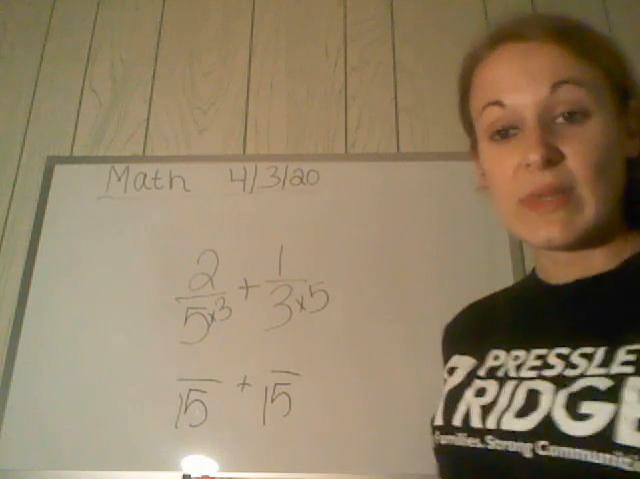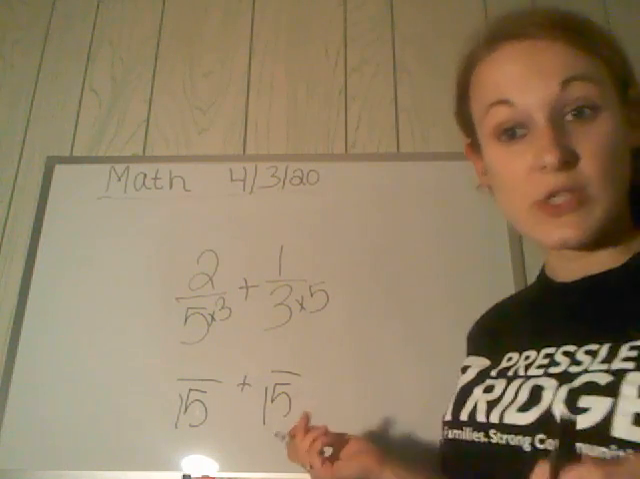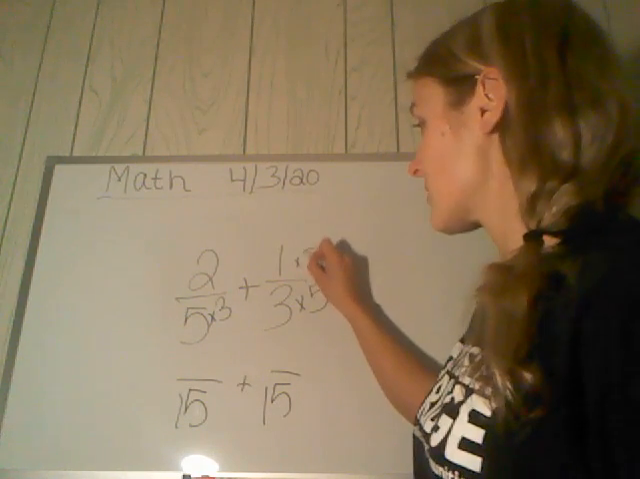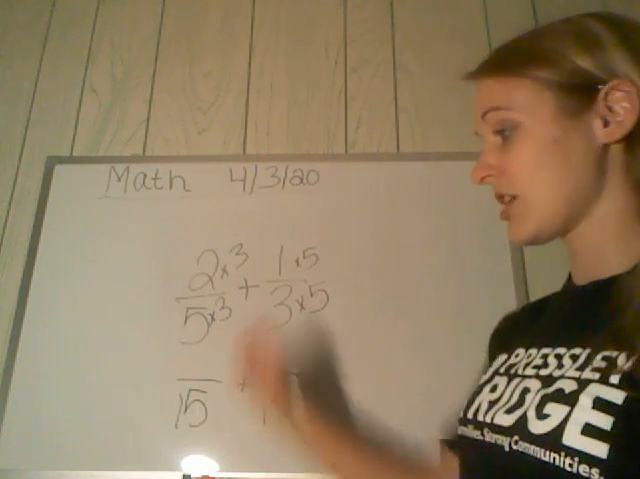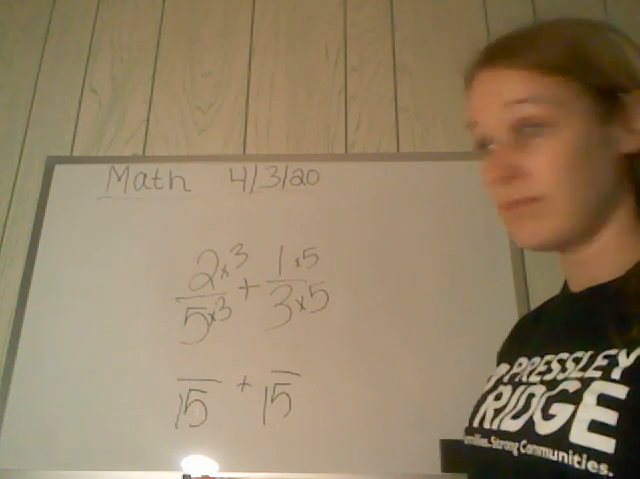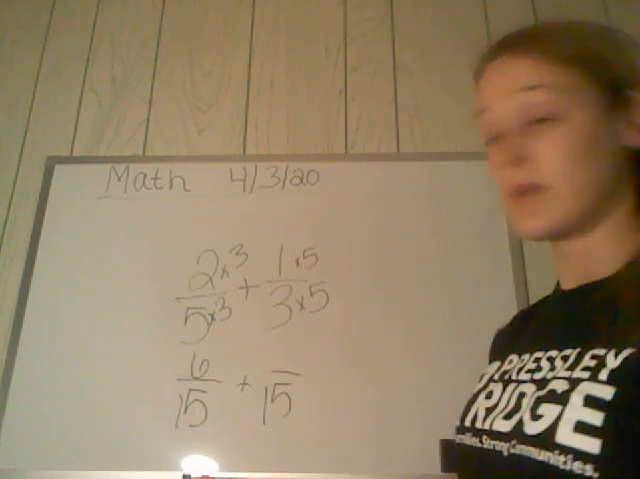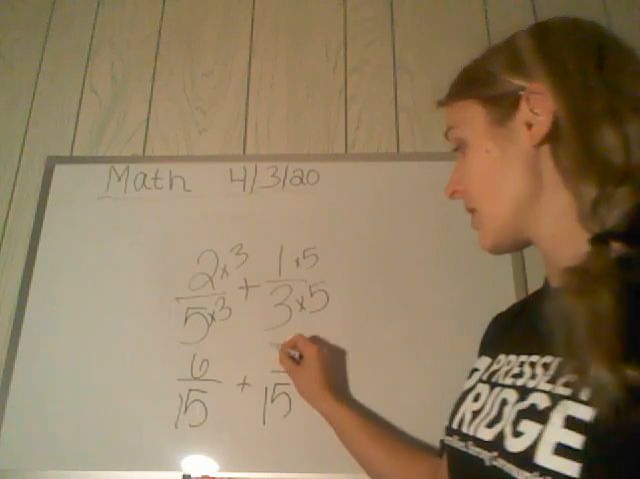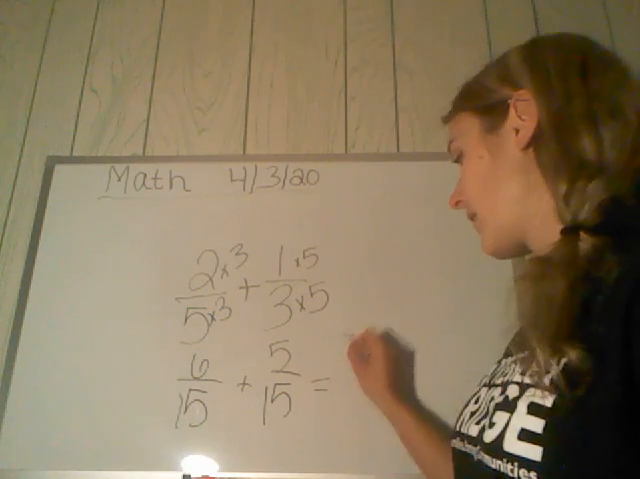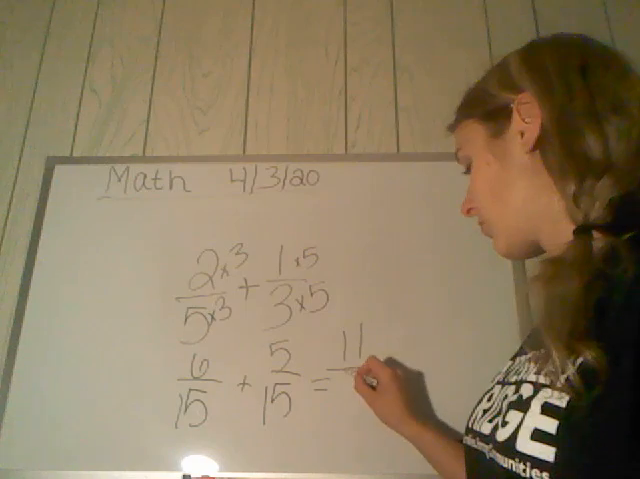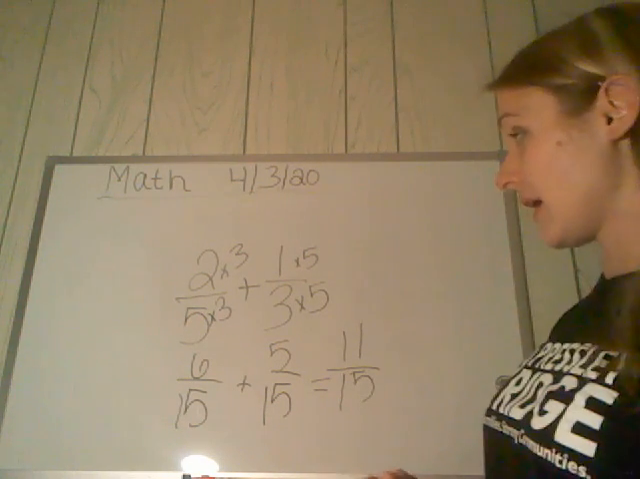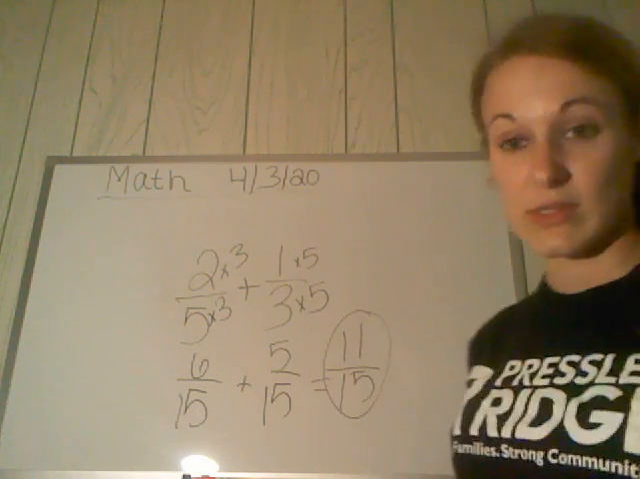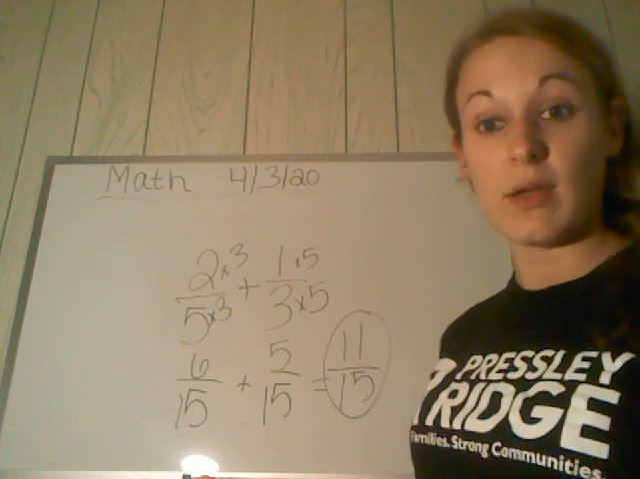And remember, what we did to the denominator, we have to do to the numerator. So let's multiply these. So it's going to be 2 times 3, which is 6. 1 times 5 is 5. This is going to be 11 over 15. So that is going to be your final answer. Let's do one more.